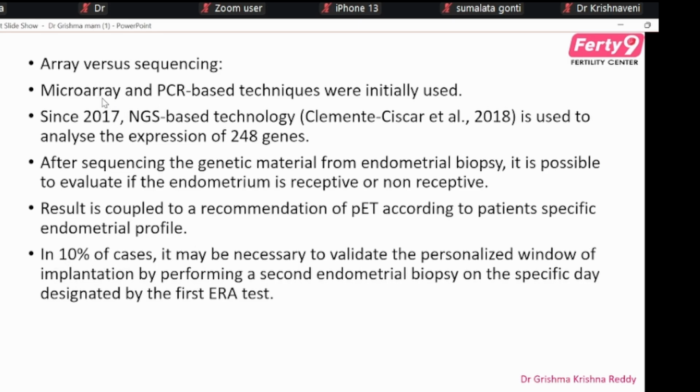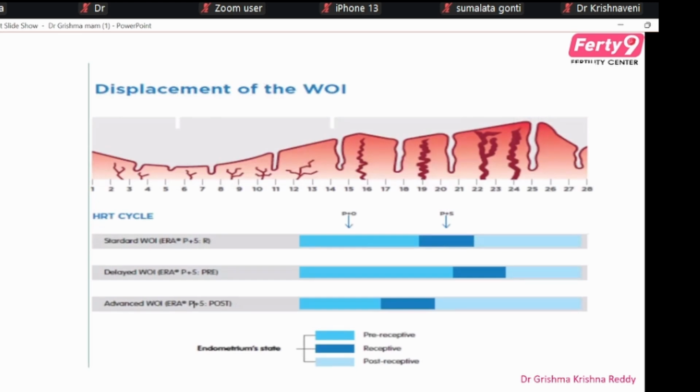Previously, whenever they were doing ERA for genes, microarray and PCR based techniques were used. Now, since 2017, they are using NGS based techniques. So it is like a personalized embryo transfer for the patient. For an HRT cycle with the standard window of implantation, we will know whether the endometrium is pre-receptive, receptive or post-receptive, and whether it is displaced.